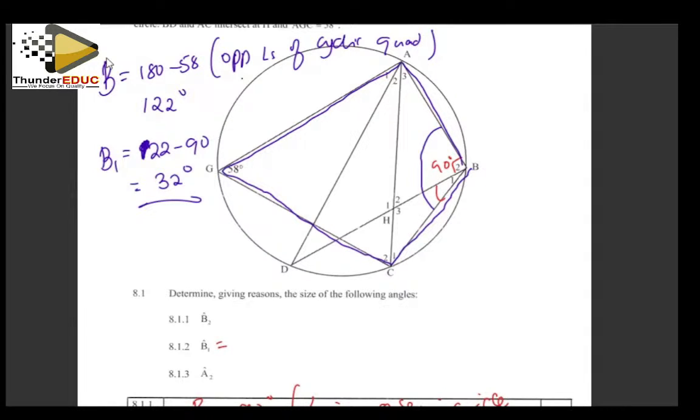So if B1 is 32, they want us to get A2, this angle here. So we know that A2 is also going to be 32. The reason is angles in the same segment, because we can see the bow tie that is formed. So that is also 32.